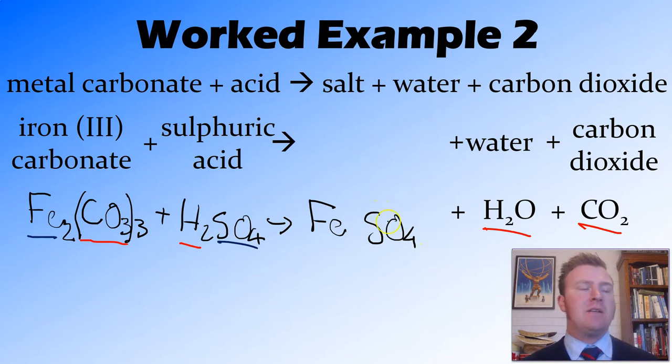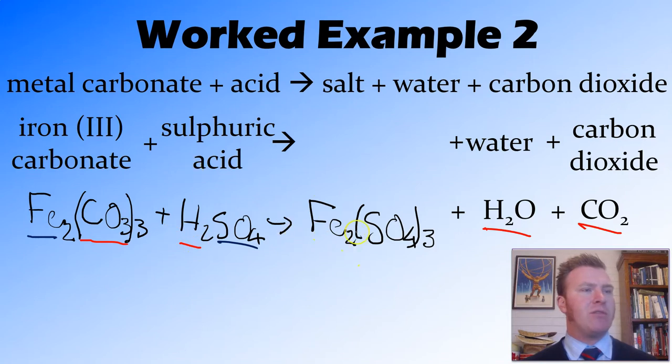Now again, this is that 3+ version of iron, and our sulfate is 2-, so we're going to have to balance those ions, which we've done now. And then finally we'll go through and make sure that this equation is balanced. So firstly we'll have a look at the metals. On this side we've got 2 iron, on this side we've got 2 iron, so that checks out.